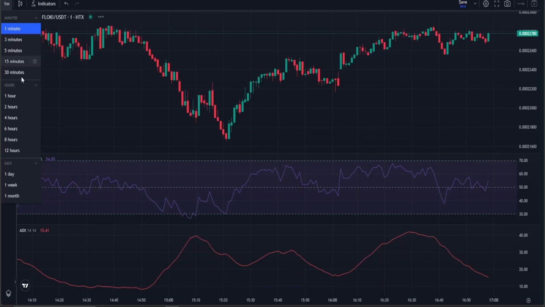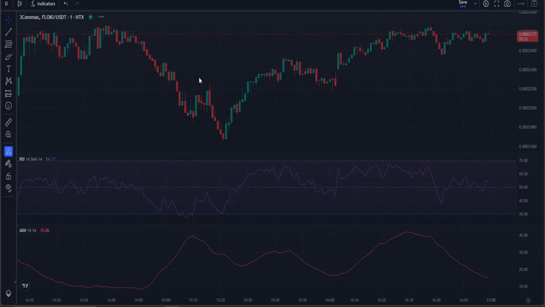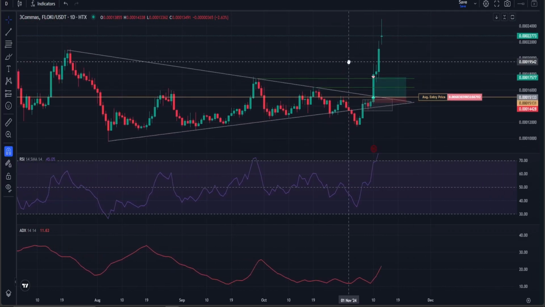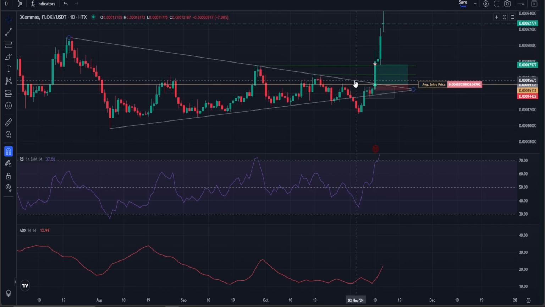Took us to the 1 minute time frame, so we'll just change that to the 1 day. And then we can see here at the breakout that we were looking for. So here's exactly the trade that I was looking to capture. We saw that there was a wedge here. Price did a breakout to the downside, but it appeared to be a fake breakout.